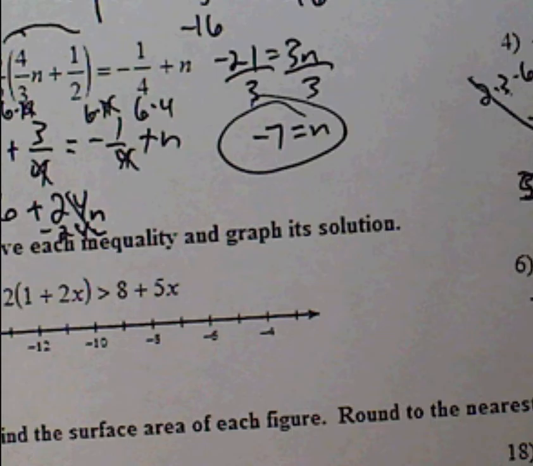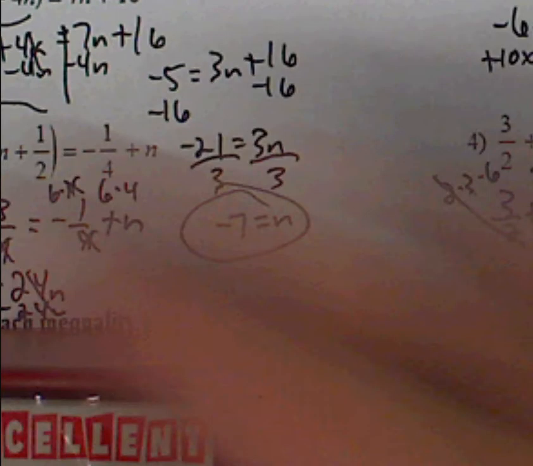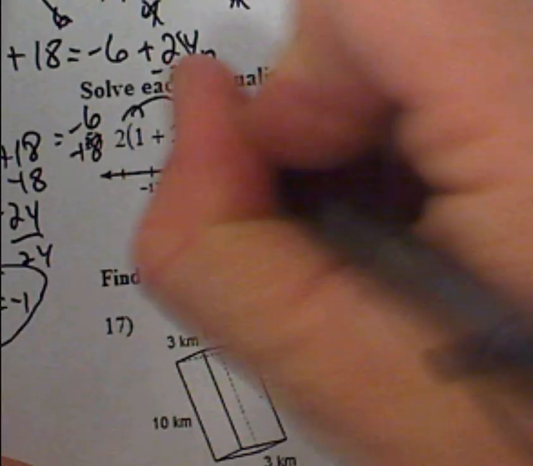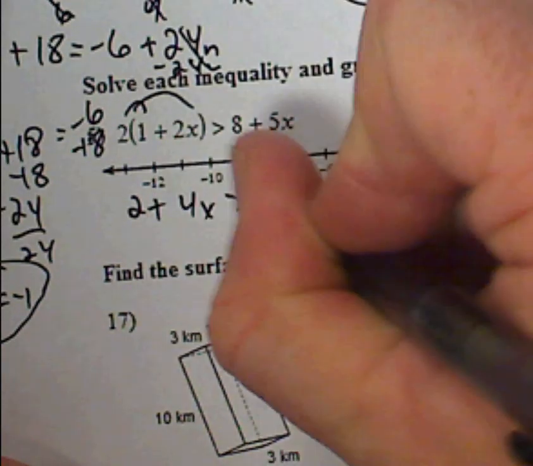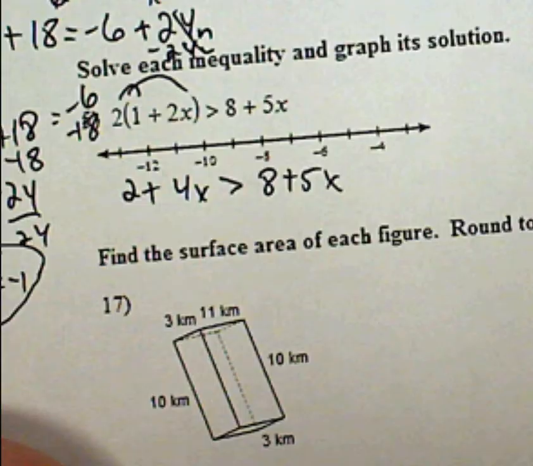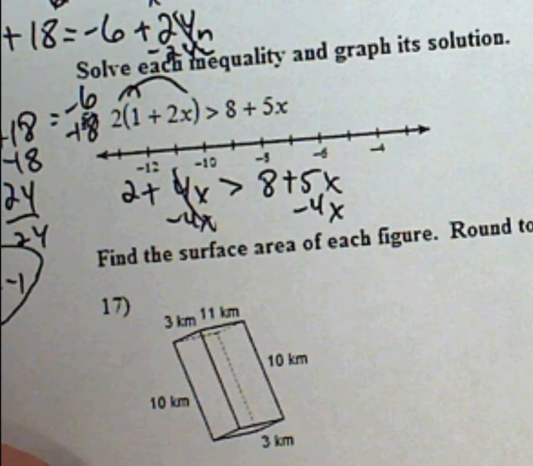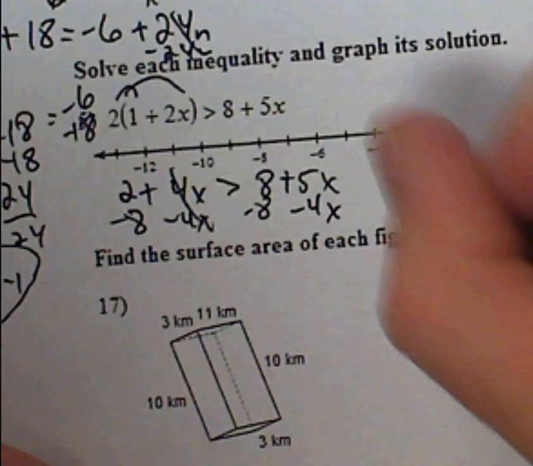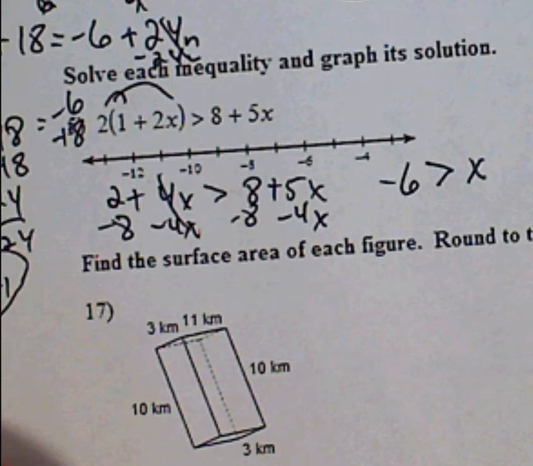Number 5, go ahead and pause the video and try. On number 5, I must distribute first. That gives me 2 plus 4x greater than 8 plus 5x. Get rid of my 4x, minus 4x. Get rid of my 8. So that's -6 is greater than x, 1x.